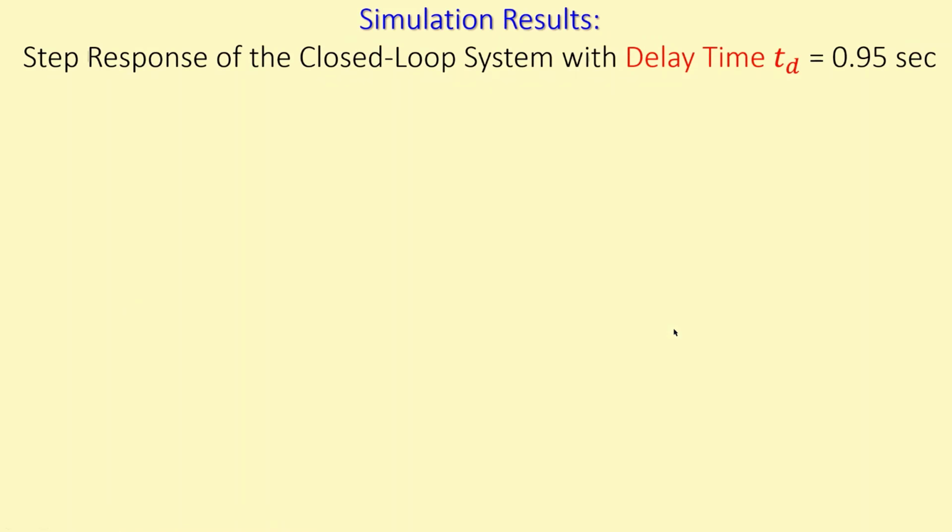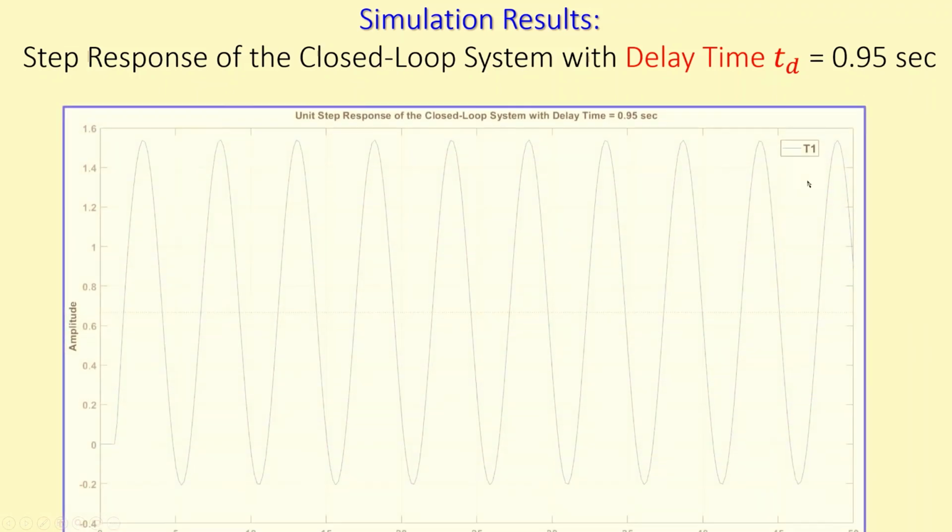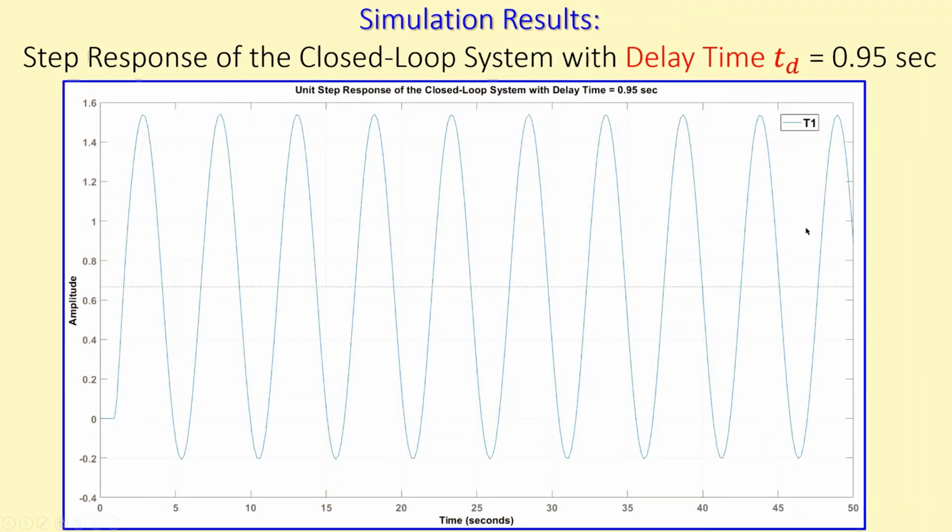Now, if I look at the unit step response of our closed-loop system with a time delay, which is now 0.95 seconds, I have the following. That looks like an oscillation, so we have again the edge of stability. So if I have a time delay of 0.95 seconds, I will change my system from a stable system to a marginally stable system, and then a little bit larger than this will make my system unstable.